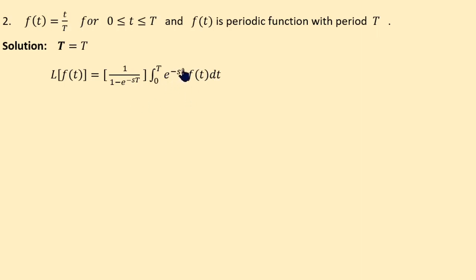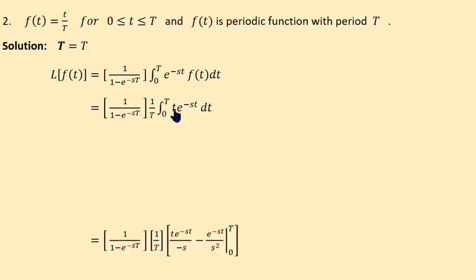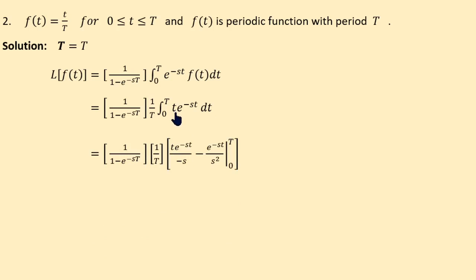So, t into e power minus st dt from 0 to T, into 1 by T. You know how to integrate this. The first function is t, and the derivative of the first function is 1. The integral of the second one is e power minus st by minus s. Again integrating e power minus st by minus s gives e power minus st by s square. Apply the limit 0 to capital T.